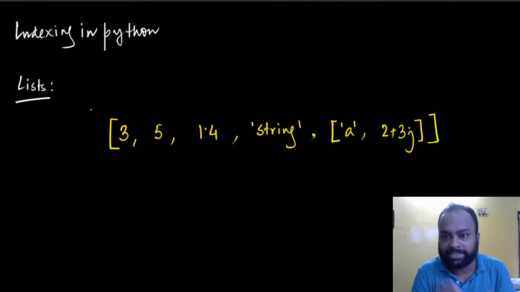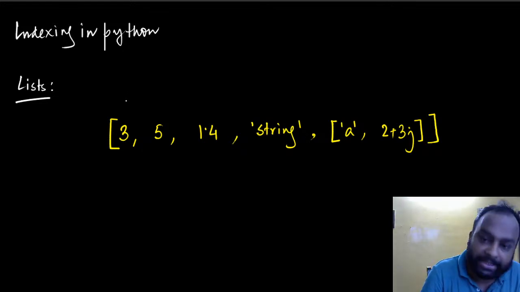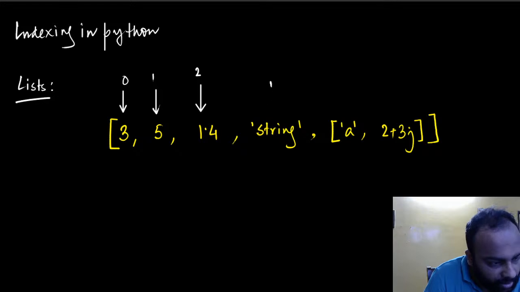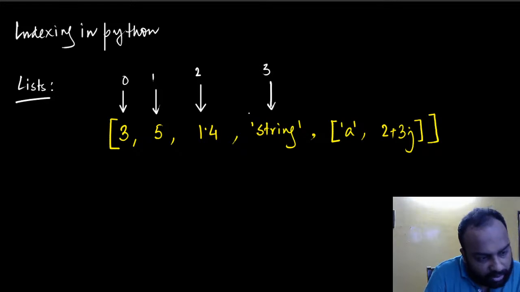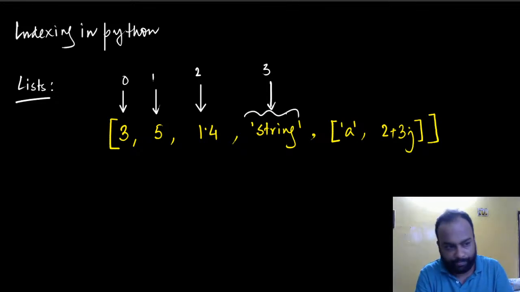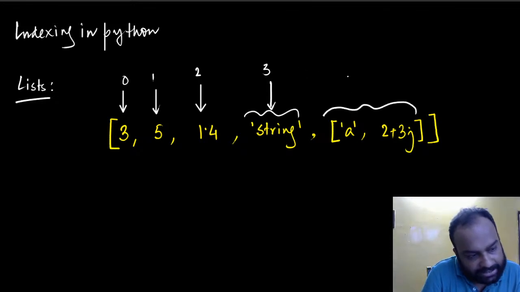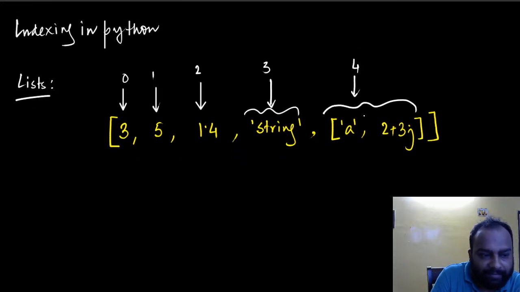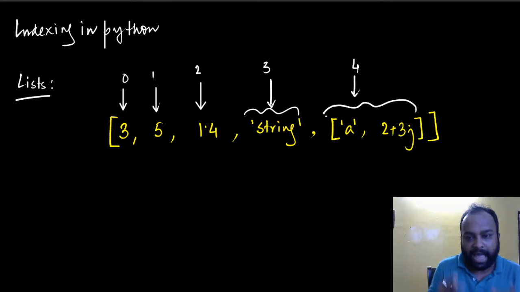Basically the places at which the elements occur are called the indexes, or indices. So this is index 0, this is index 1, this element is at index 2, this entire string is at index 3, and this entire list is at index 4. So this is how indexing works in Python lists. And if I have elements that can be indexed separately, I can go inside those as well, which we shall learn shortly.